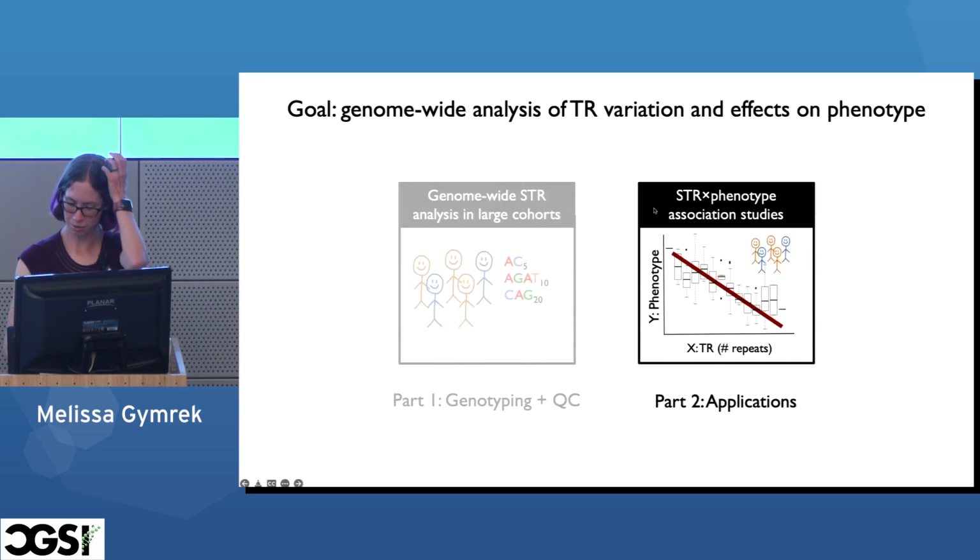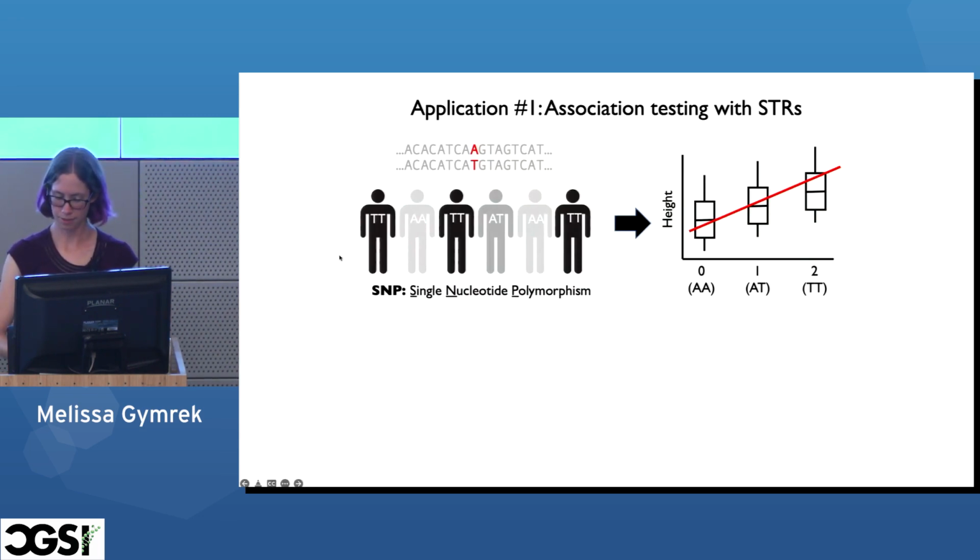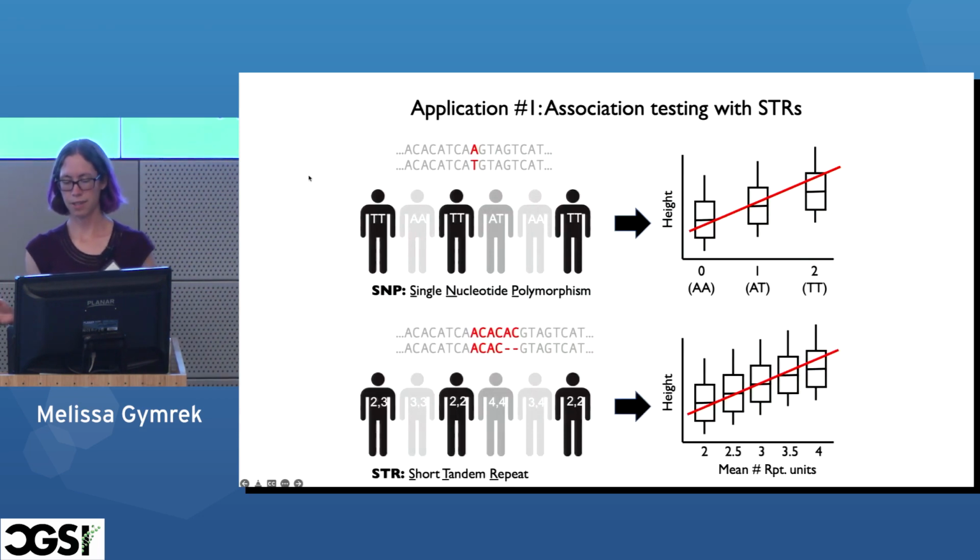Okay, so I will try to briefly mention some of the cool applications that we can do once we have this big matrix of genotypes. One of the applications, and this is the one that I'm motivated by, is looking for associations between genotype and phenotype. For SNPs, you can just encode each person as having 0, 1, or 2 copies of the alternate allele, and then look for correlations between that and your phenotype of interest.